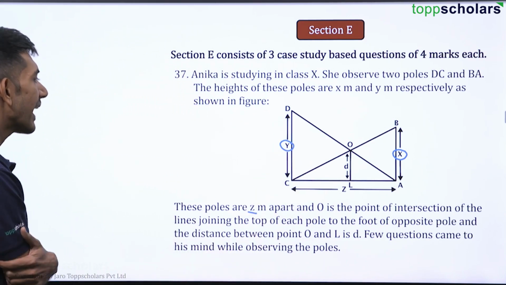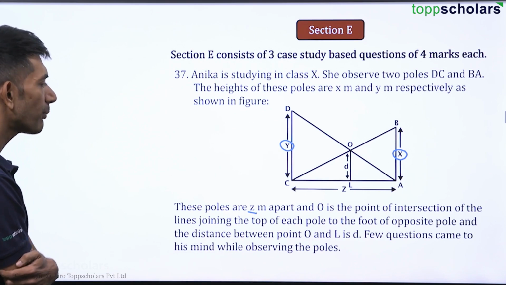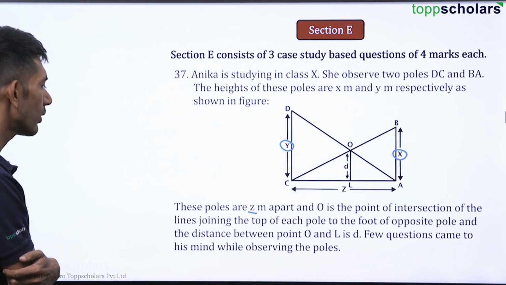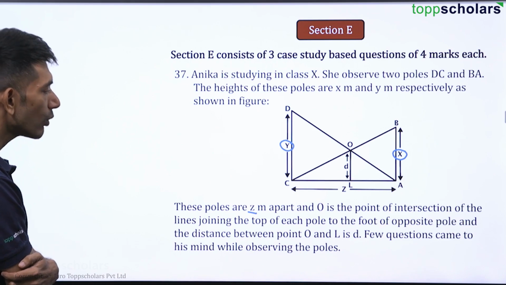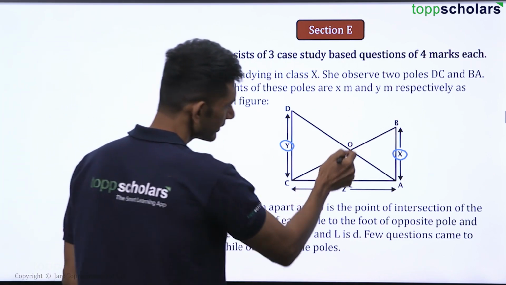and O is the point of intersection of the lines joining the top of each pole to the foot of the opposite pole, and the distance between point O and L is D. See, this distance is D.